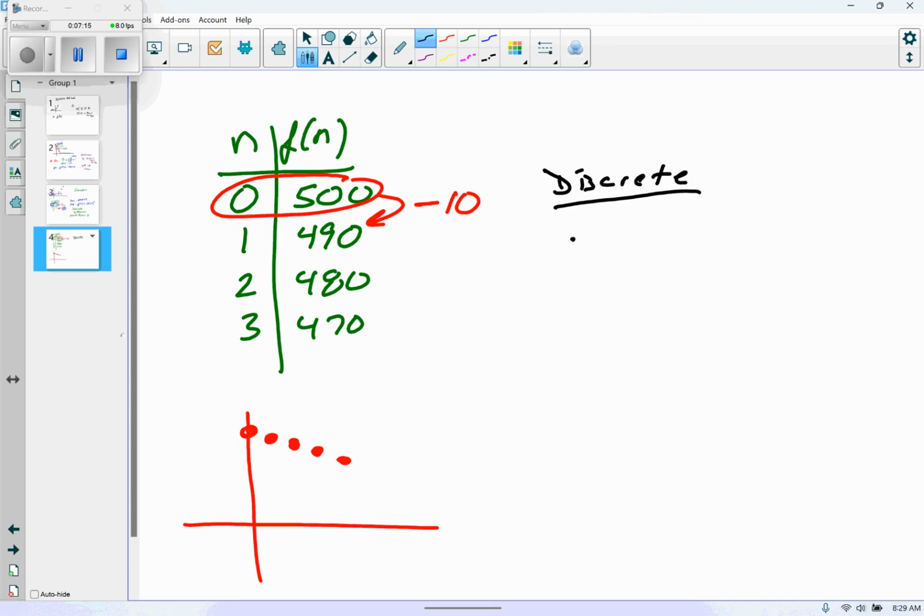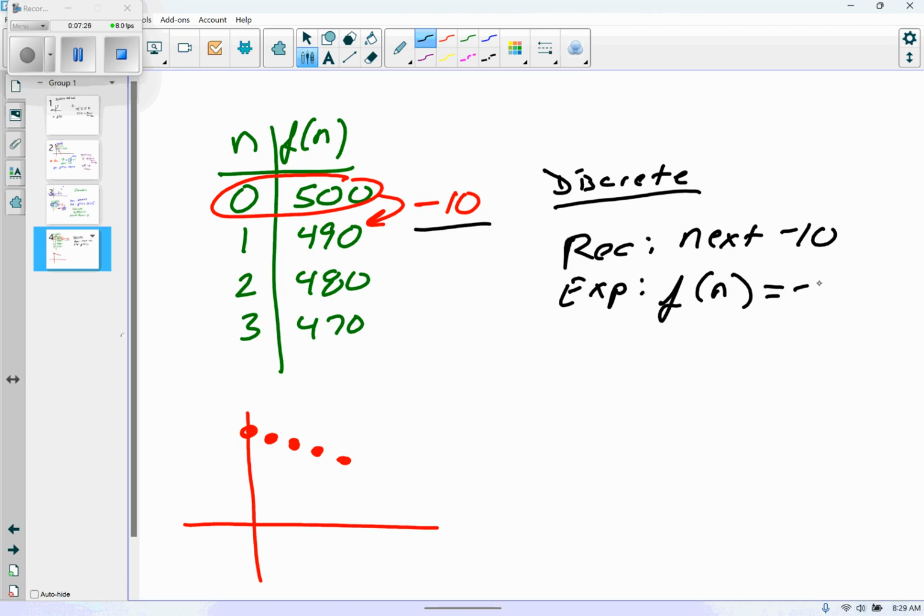Our recursive function is going to be next minus 10. My explicit is going to be f at n is equal to negative 10, because I have the 0 term, I can just put an n in there. I don't have to worry about the n minus 1, and then plus 500. And this is an arithmetic or linear function. So its growth factor is minus 10, or common difference.